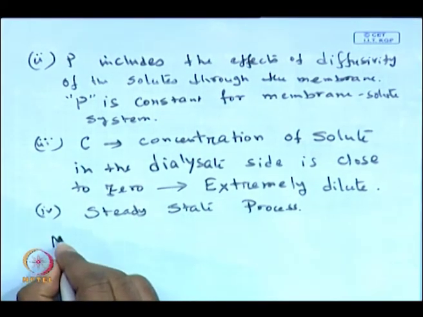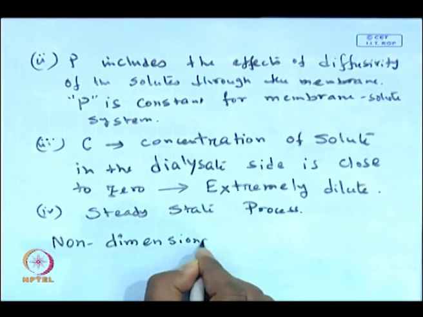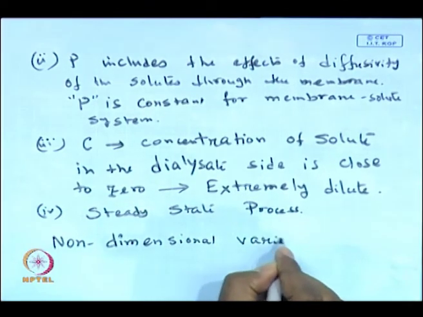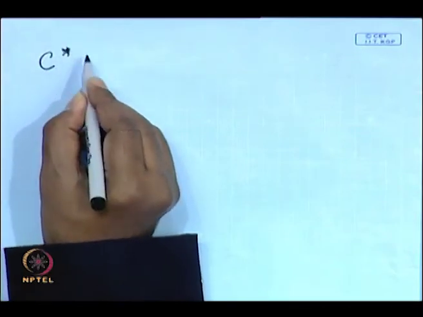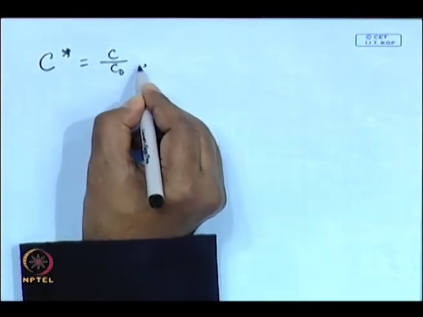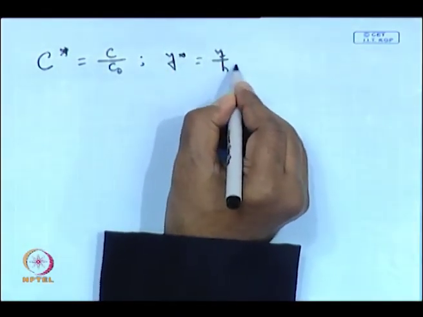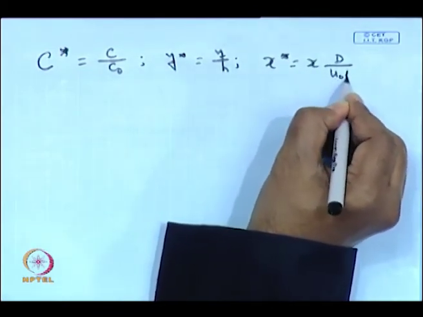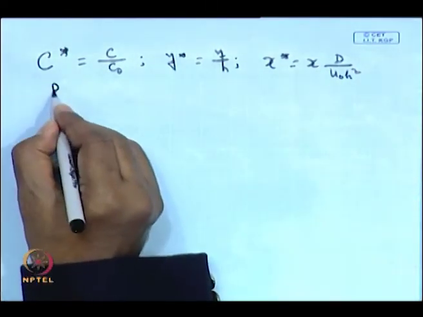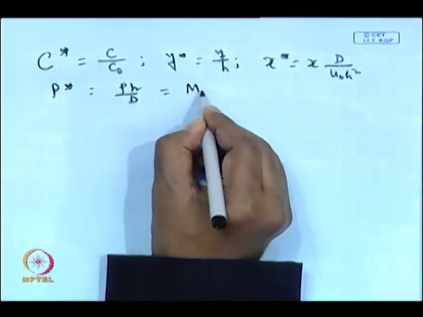So we define the non-dimensional variables as C star is equal to C by C naught, Y star is equal to Y over H, X star is equal to X times D over U 0 H square, and P star is equal to P H over D, that is known as the membrane Biot number.